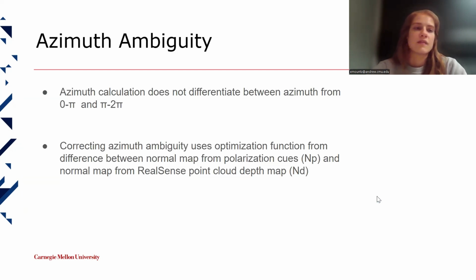The polarization cues have azimuth ambiguity since the azimuths of 0 to pi and pi to 2 pi would yield the same degree of polarization. To correct the azimuth direction, I also needed a ground truth depth map of the object. The RealSense camera generates a point cloud from which normals can be estimated and projected into the RealSense RGB image space using the intrinsic calibration of the camera.